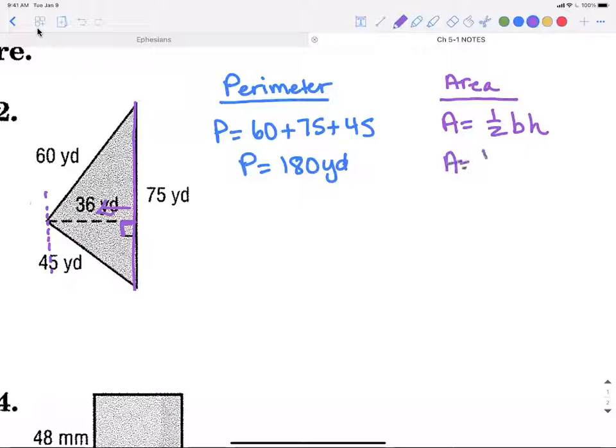So we've got area equals 1/2 times the base times, now the height. Notice the height is not either one of the side lengths. Yes. Yes, please.